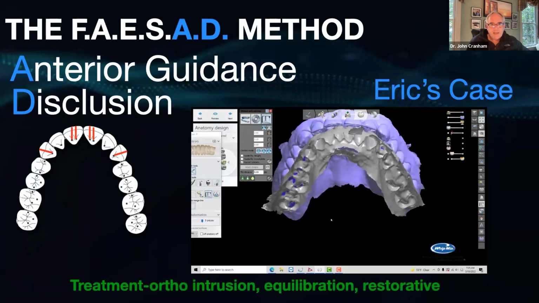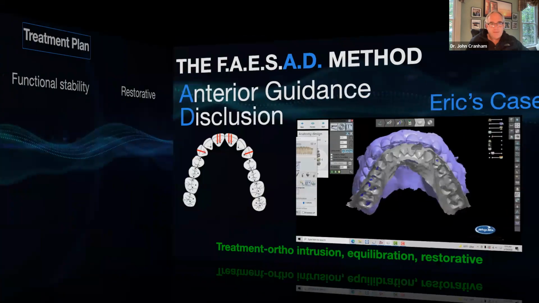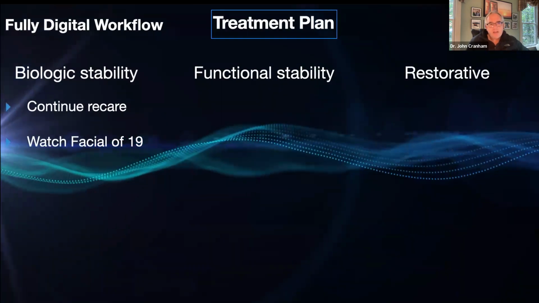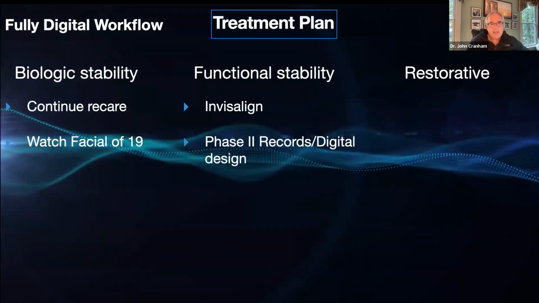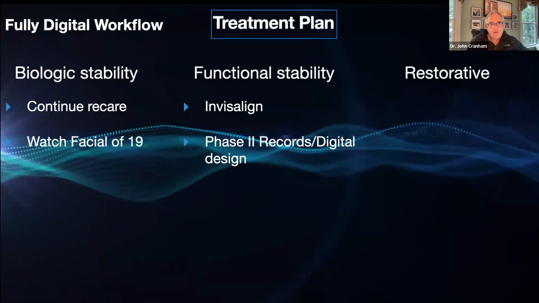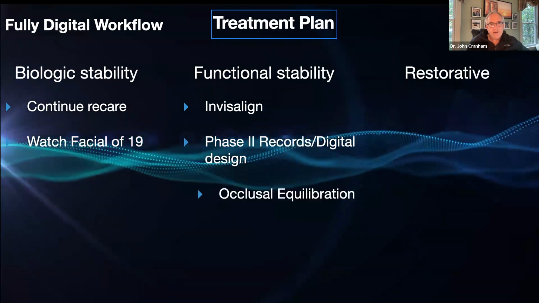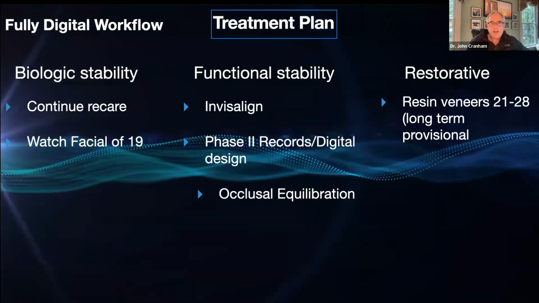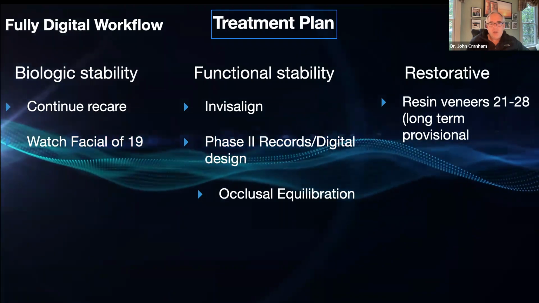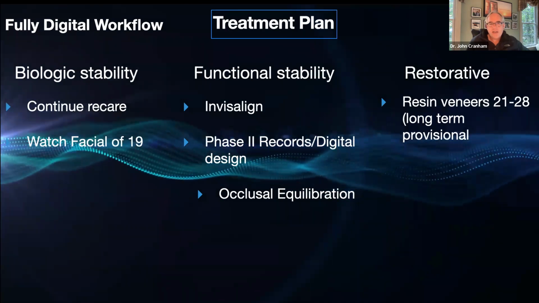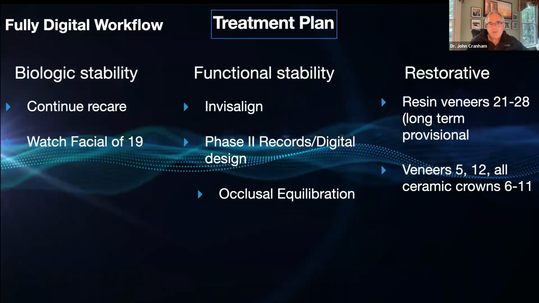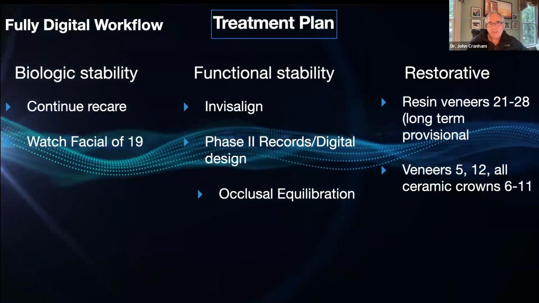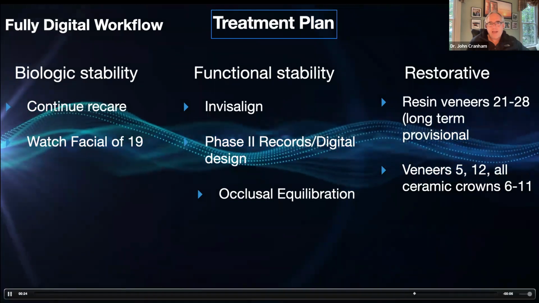Because of that, we're not going to really do a wax up just yet. We're going to make a treatment plan where we've got a little caries, or actually erosion, to watch on 19. We're going to start with Invisalign, then do phase 2 records, do a little equilibration, and do some long-term resin veneers as long-term provisionals, 21 through 28. Then we'll do some veneers on the premolars and crowns 6 through 11. That's kind of what the plan is.